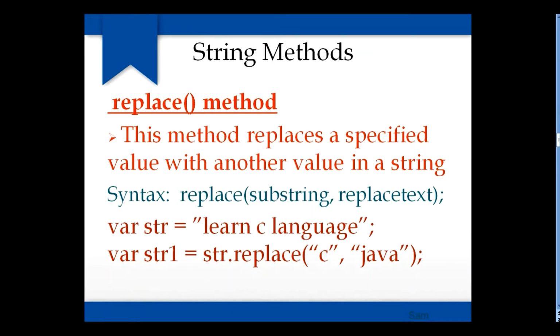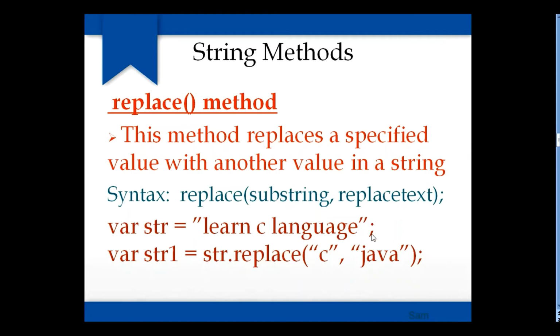Next method is the replace method. This method is used to replace a specified value with some other string in a given string. Here we pass 2 arguments. One is the substring, and the other is the text with which this substring should be replaced. So "learn C language" is the original string. Now str.replace, replace C with Java. Now the output becomes "learn Java language".